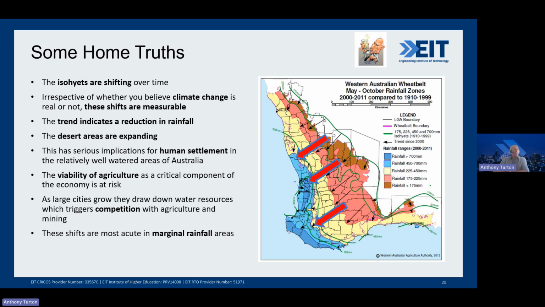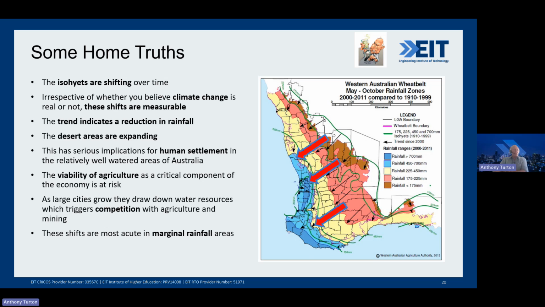Desert areas are expanding for various reasons, and this has serious implications for human settlements in the relatively well-watered parts of Australia. And Perth, as I said, has a very high quality water utilities corporation, a really world-class organization. But these are some of the challenges they're facing, those shifting isohyets. The viability of agriculture is a critical component. As human populations expand, there is more pressure on agriculture. But because of human population expansion, your environment is also being impacted, and therefore your ability to grow food is also being squeezed out. And this is very much a global phenomenon.